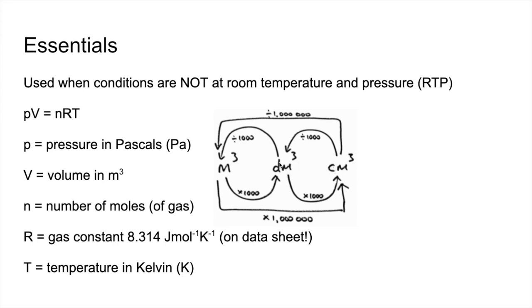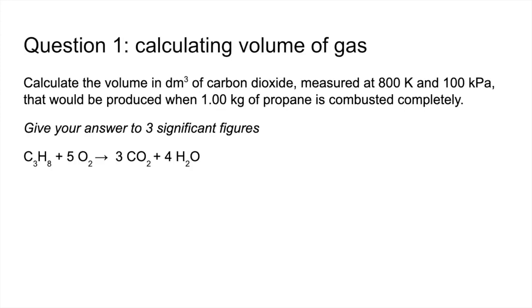So you can see if you're going from dm cubed to meters cubed to use in the equation, you need to divide by 1000. If you've been given the volume in cm cubed, you actually have to divide by 1,000,000 to get it into meters cubed. The other one I'm going to look at is temperature. To go from degrees C to Kelvin, you add 273. So we'll look at a couple of questions now. Here's the first one.